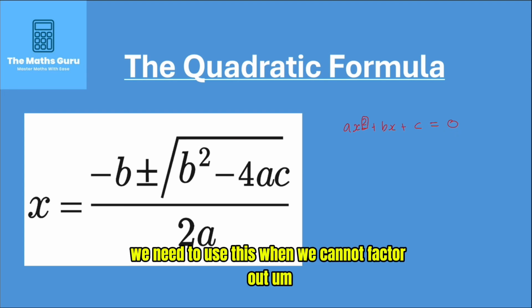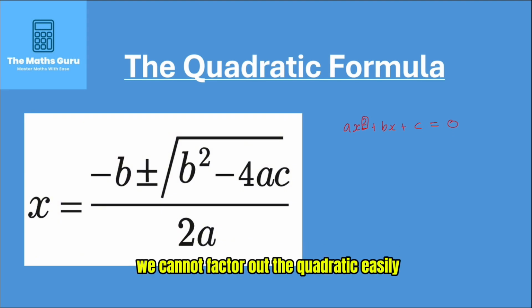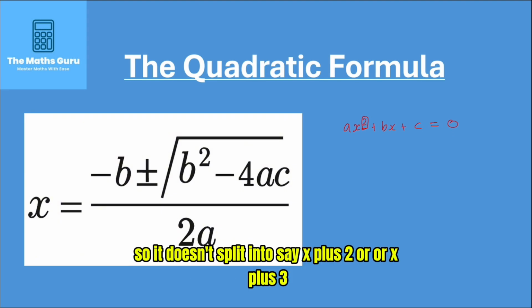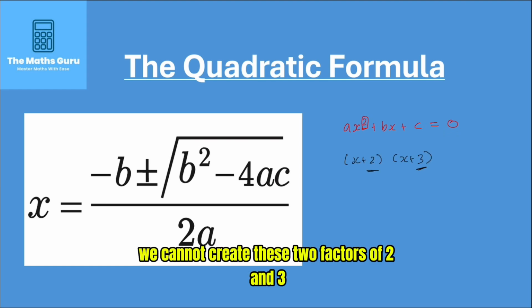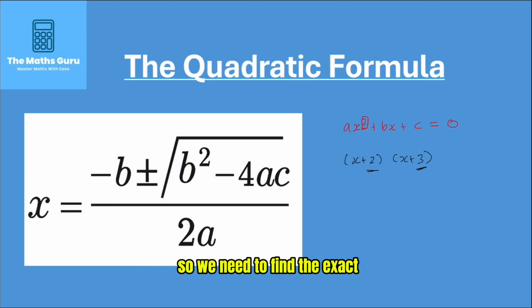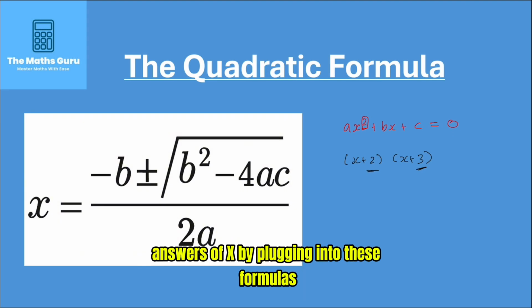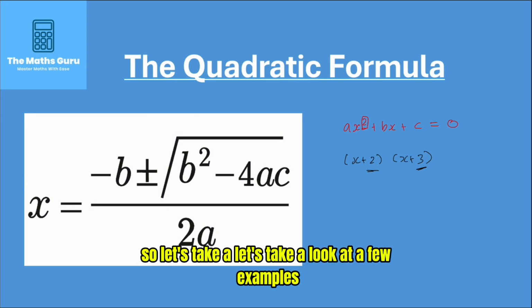We need to use this when we cannot factorise the quadratic easily, so it doesn't split into, say, x plus 2 or x plus 3. We cannot create these two factors of 2 and 3, so we need to find the exact answers of x by plugging into this formula. So let's take a look at a few examples.